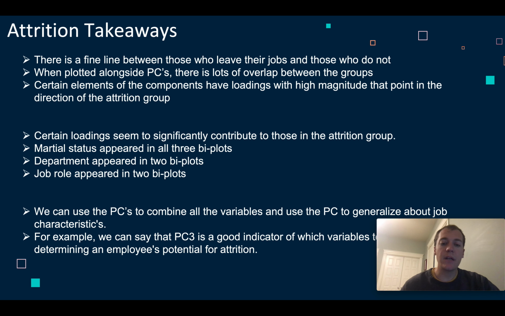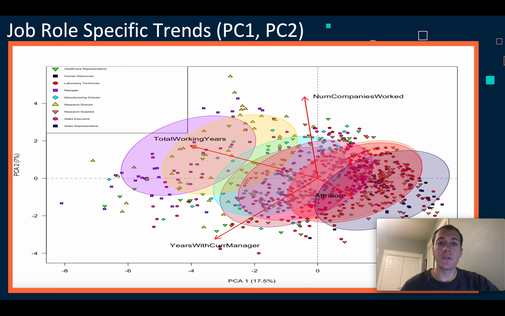So a couple takeaways here. Principal components are really useful, and we can group our variables together and say general things about employees and use each of the components to make general assumptions about an employee's performance. We look in those biplots to see the general trends of magnitude of the loadings that make up each principal component. So next up, we're going to talk about job role specific trends.